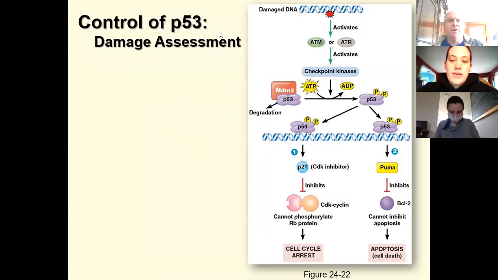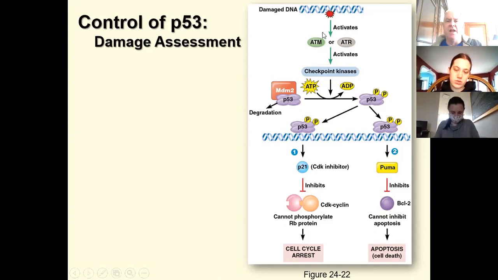Now if you've got some kind of DNA damage though, oops, sorry. Hang on a second, never mind. My Zoom's being annoying, but I'm going to ignore it.